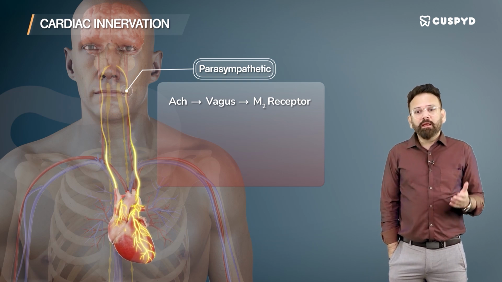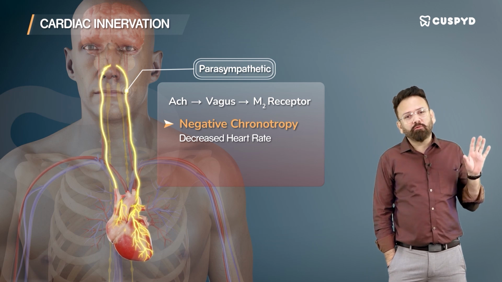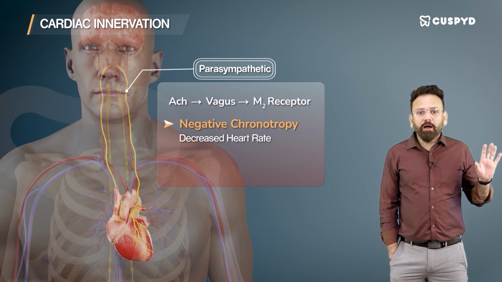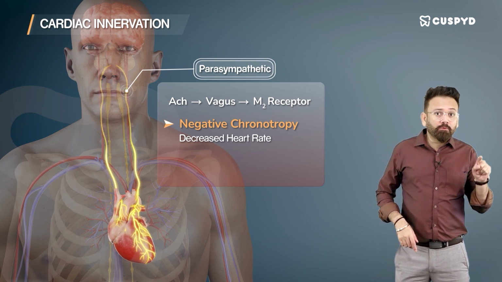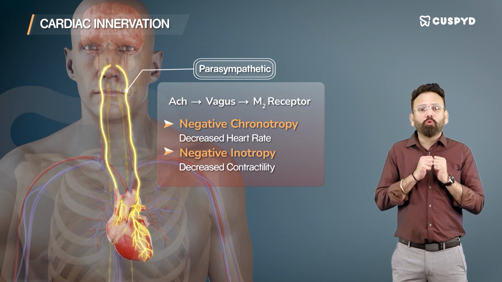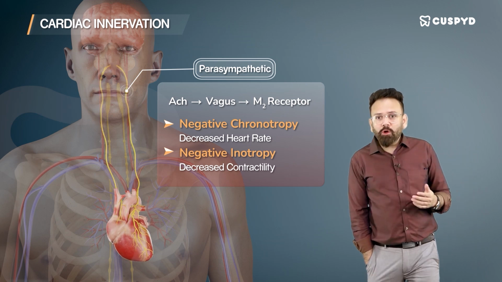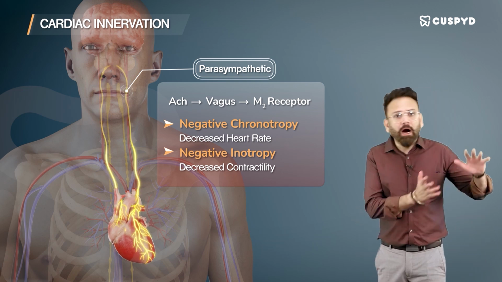So what will happen? Heart rate will be low. You are relaxed, your heart rate is 60, 64 and you are chilling. And on the atrial muscle also, atrial contractility will be low. So your heart rate will be low and atrial contractility reduced. So this was about the heart.